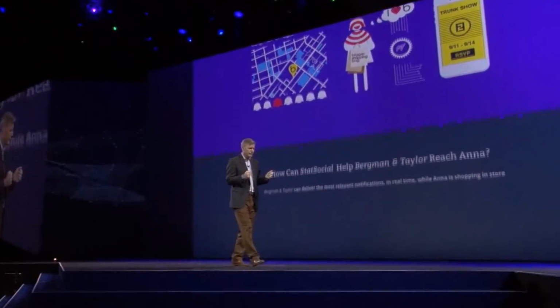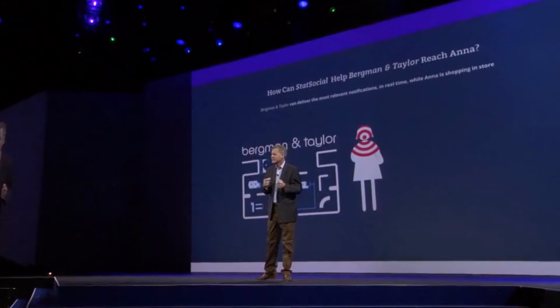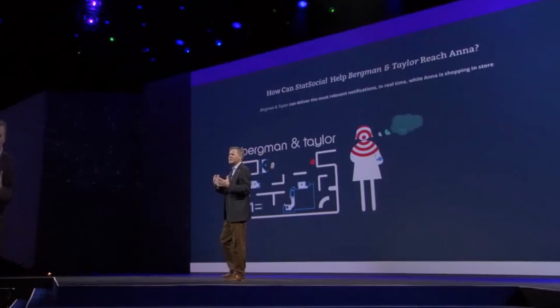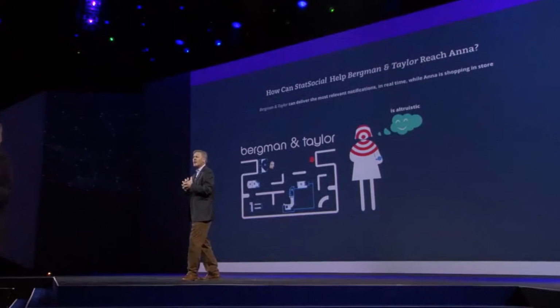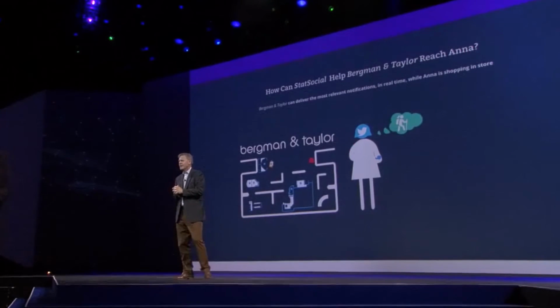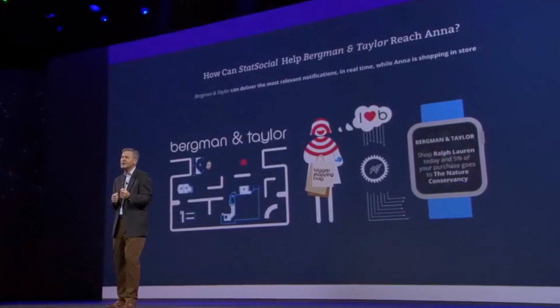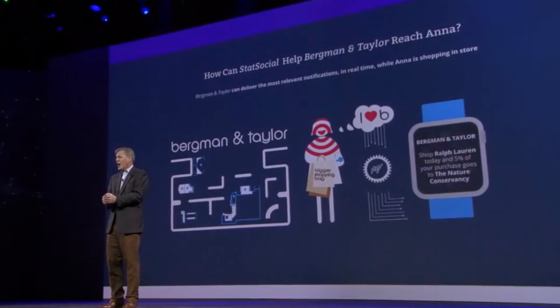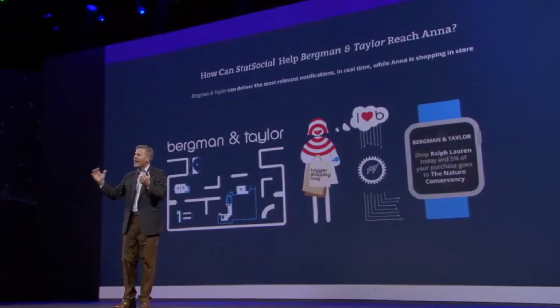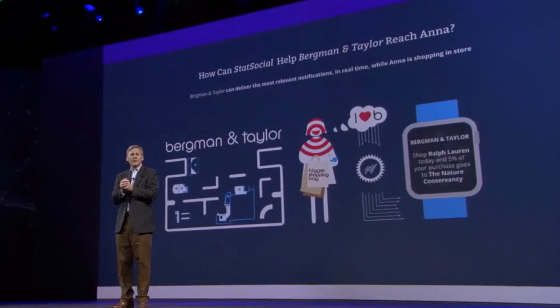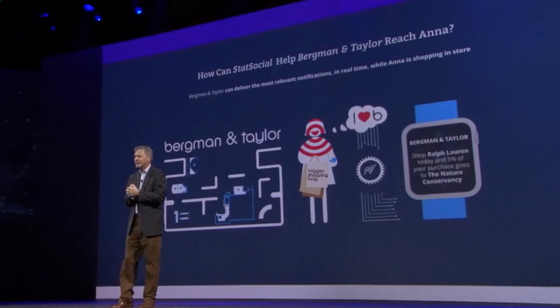And lastly, in the theme of Internet of Things, while she's in the store, we can actually make an offer to Anna. Knowing that her personality type is altruistic and that she does have an affinity for Ralph Lauren, we can make an offer maybe right to her Apple Watch during her shopping experience and say, Anna, make a purchase of Ralph Lauren today and we'll donate 5% to the Nature Conservancy in your name. All of this using information and appending public social data to help drive and increase sales for Bergman and Taylor.